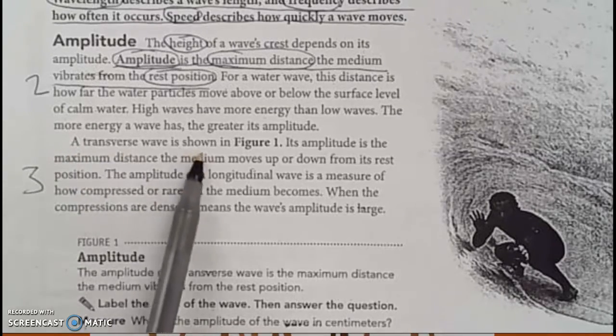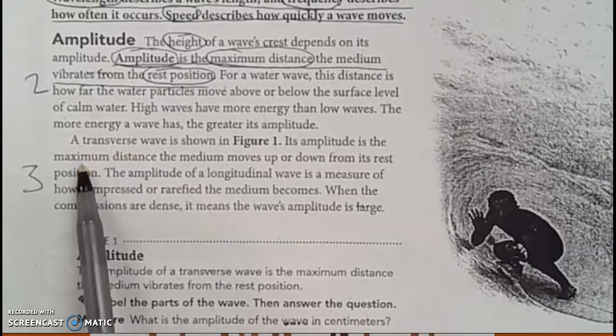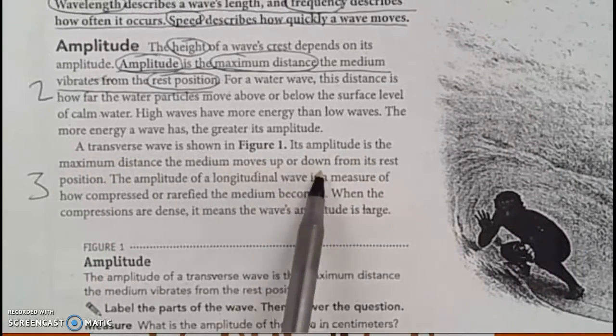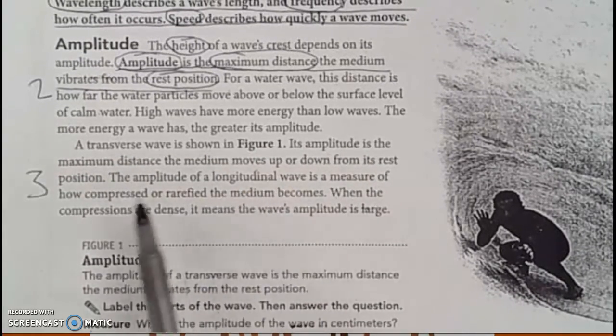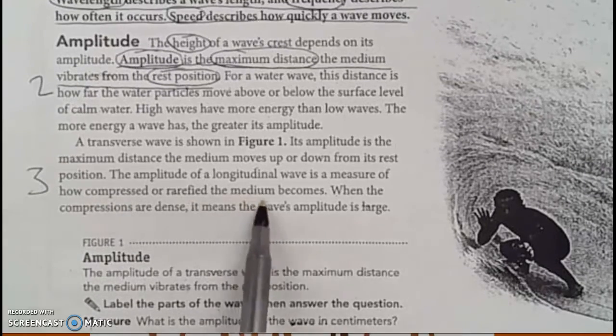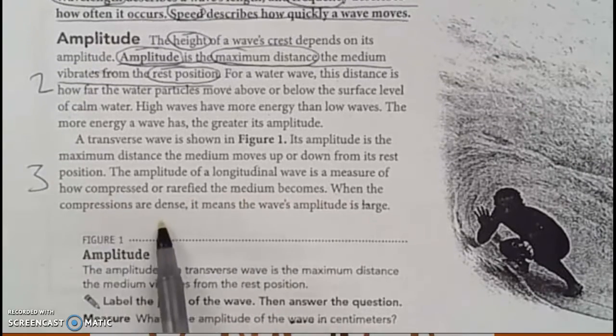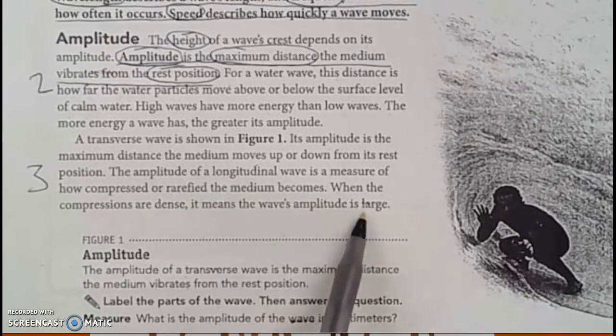A transverse wave is shown in figure 1. Its amplitude is the maximum distance the medium moves up or down from its rest position. The amplitude of a longitudinal wave is the measure of how compressed or rarefied the medium becomes. When the compressions are dense, it means the wave's amplitude is large.